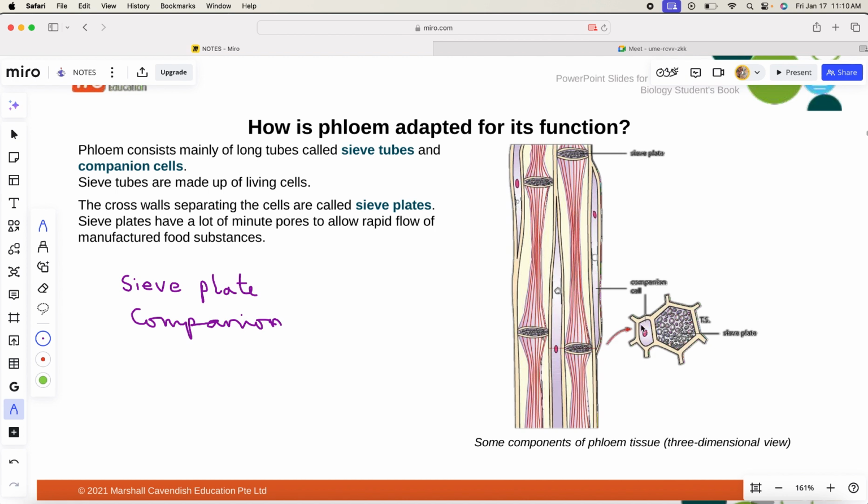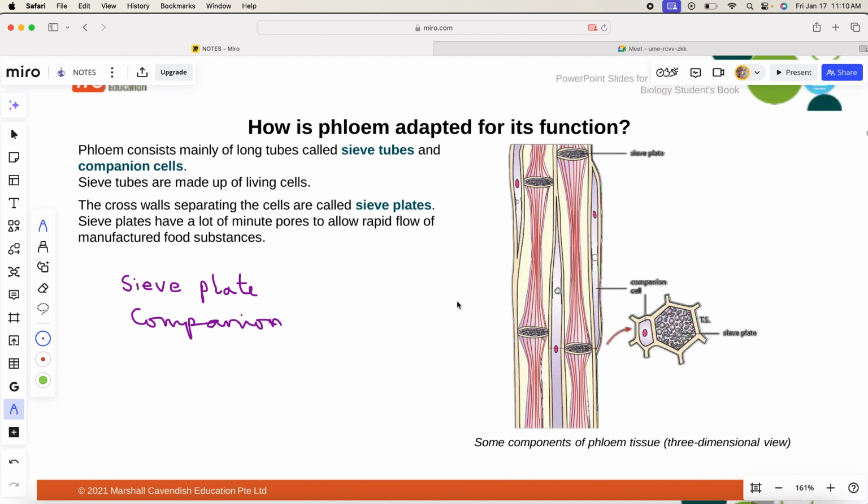While the companion cell is always beside the sieve plate. You can find companion cells like this one. These are the companion cells, going along with the sieve tube. This whole thing is called a sieve tube, and everything combined, both the sieve tube and the companion cell, is called the phloem tube. Okay, inside the sieve tube you have the sieve plate, and you have a companion cell.